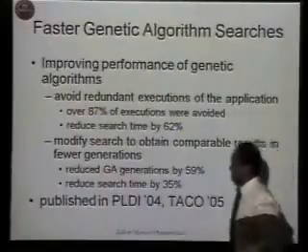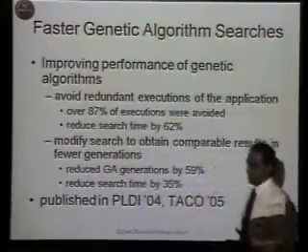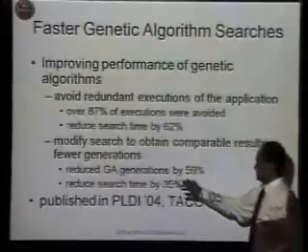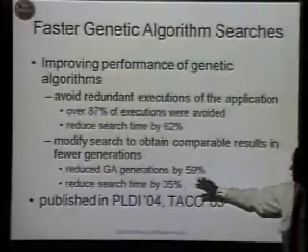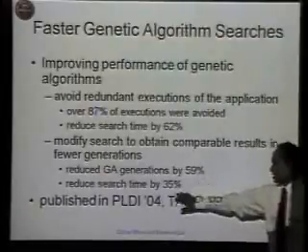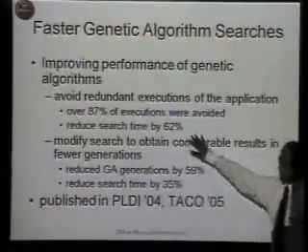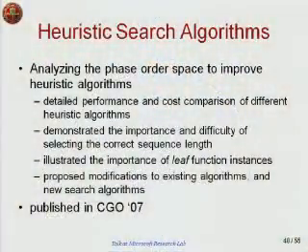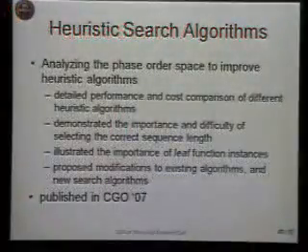The next bunch of techniques was geared towards improving the genetic algorithm itself to find comparable results in fewer generations. We were able to apply our techniques to reduce the number of generations by over 59% and reduce the search time by a further 35% in addition to the 62% that we had here. These were very interesting results and were published in our PLDI paper in 2004 and in the TACO journal in 2005. This work was done after I did the work I described in my main part.